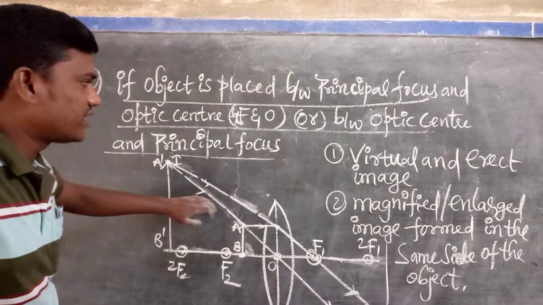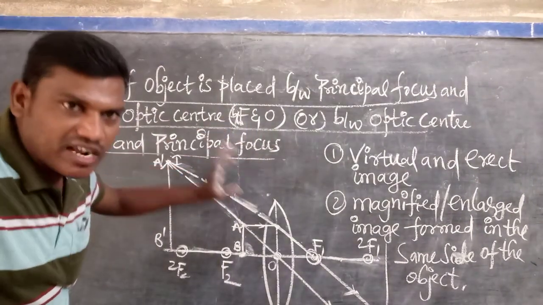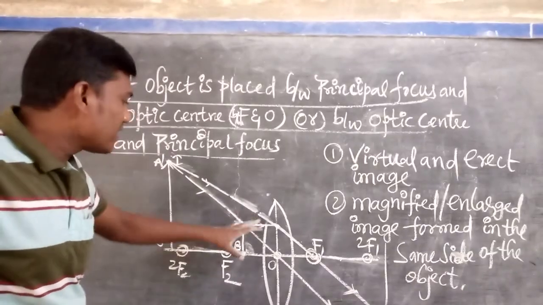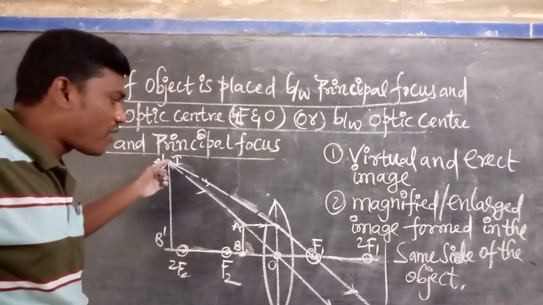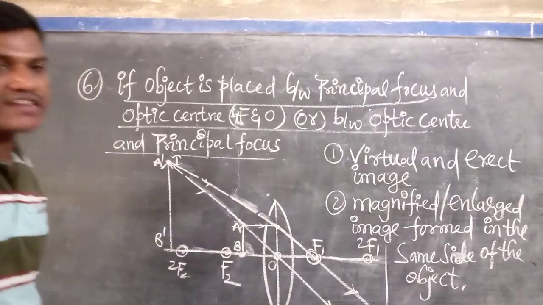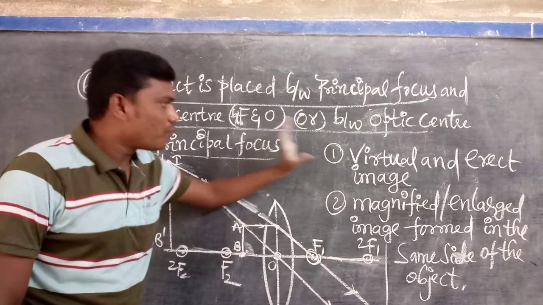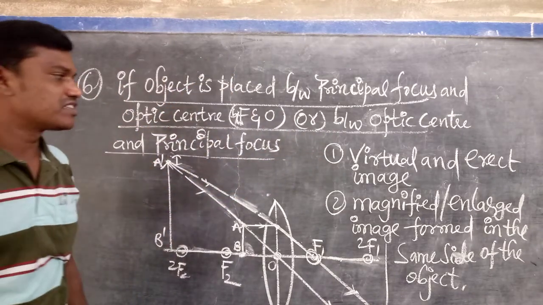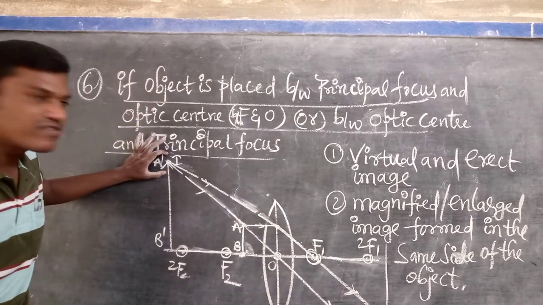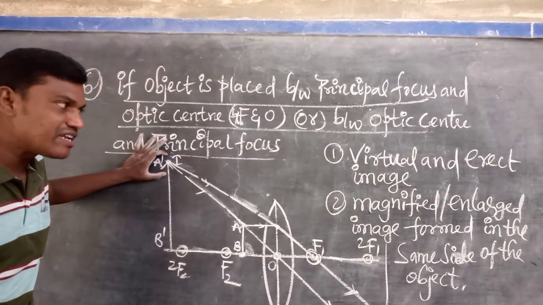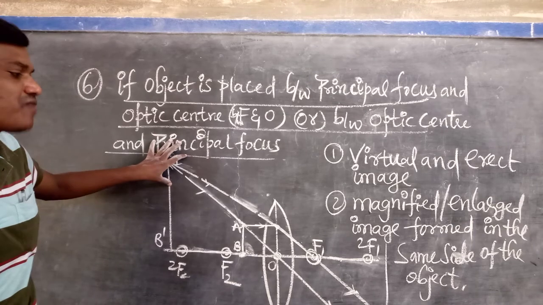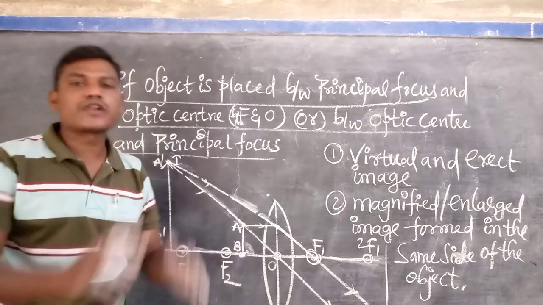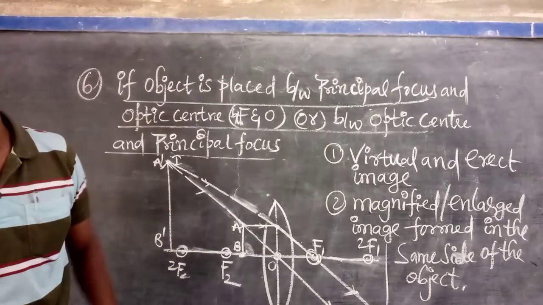So here we are observing that after the refraction, the two rays never meet at any point, but they appear to meet at another point by extending the two refracted rays to the back. That's why the virtual image is always erect. Erect means like normal, in the straight mode. And one more thing, a magnified or enlarged image will be formed on the same side of the object. This type of manner you are observing in a magnifying lens.